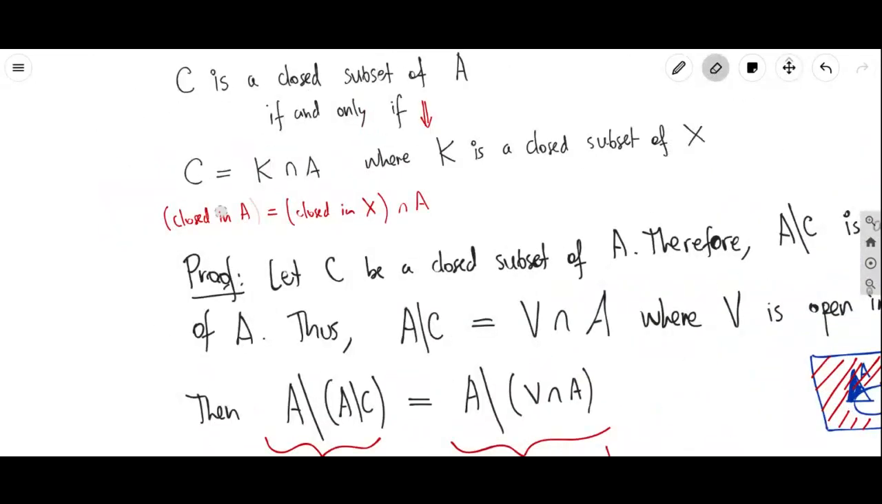If you have a closed subset of A, it can be written in the form that it's something that's closed in X, closed in the larger space, but intersected with A. So that's what we've proven. And now you can go in the opposite direction and show that if a set can be written like this, then it's necessarily a closed subset of A, which is not very difficult. So you can do this yourself. We'll put that on the next list of homework problems.